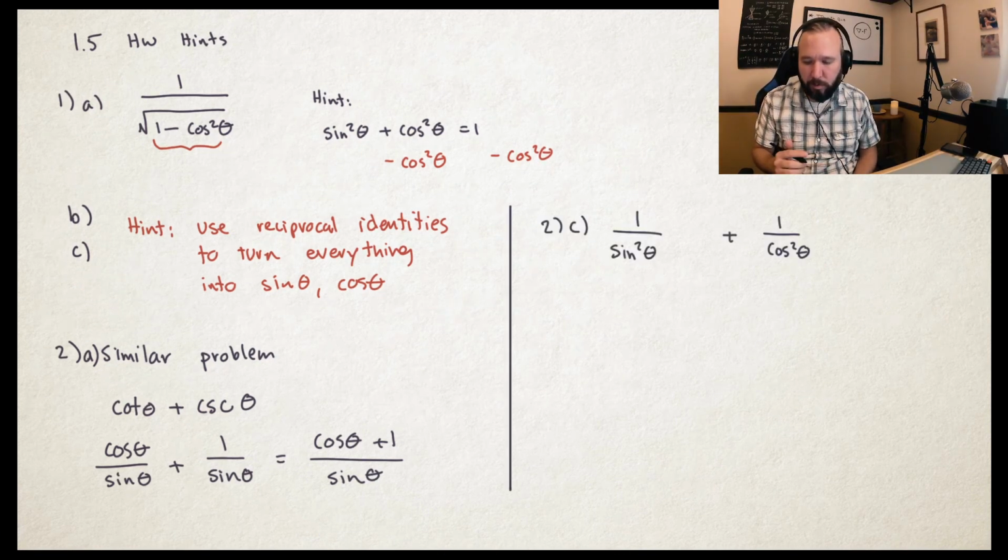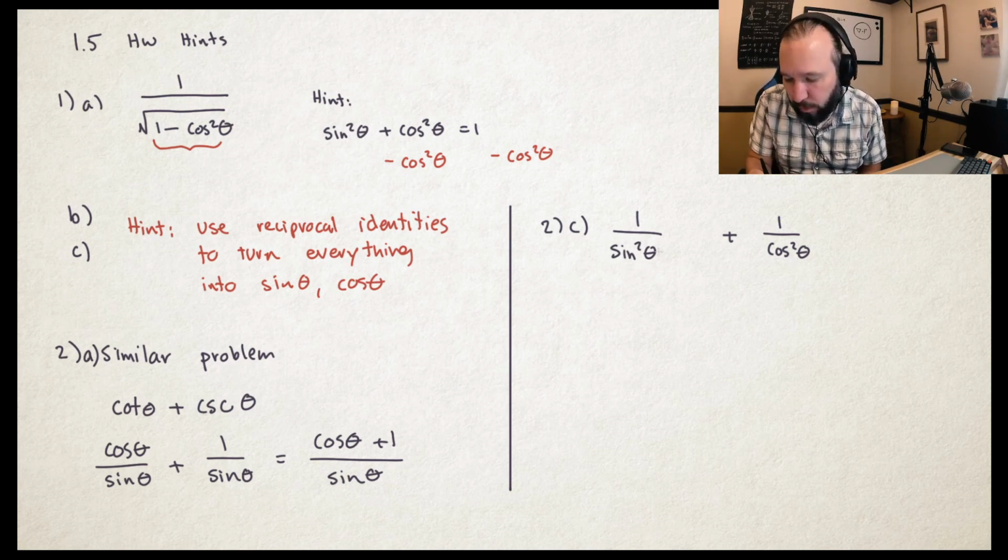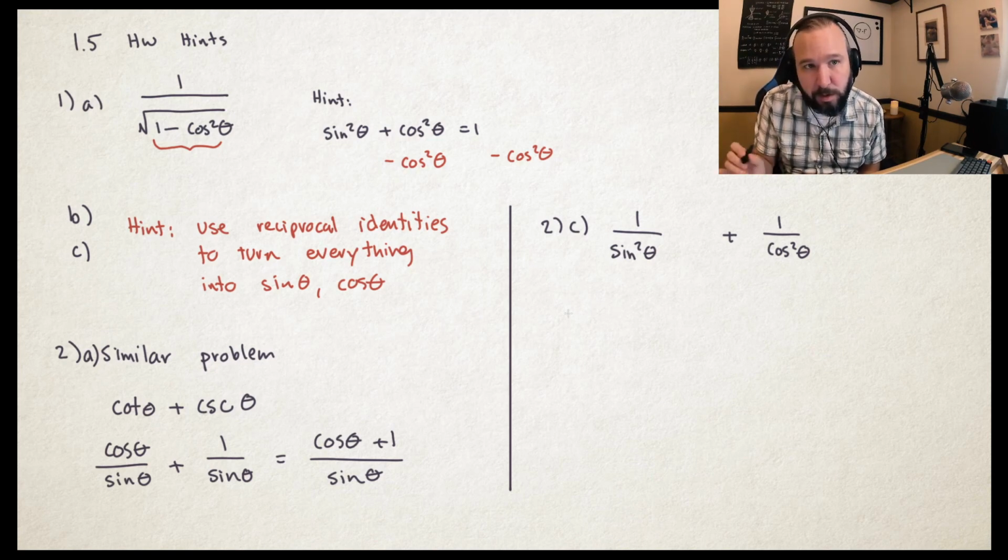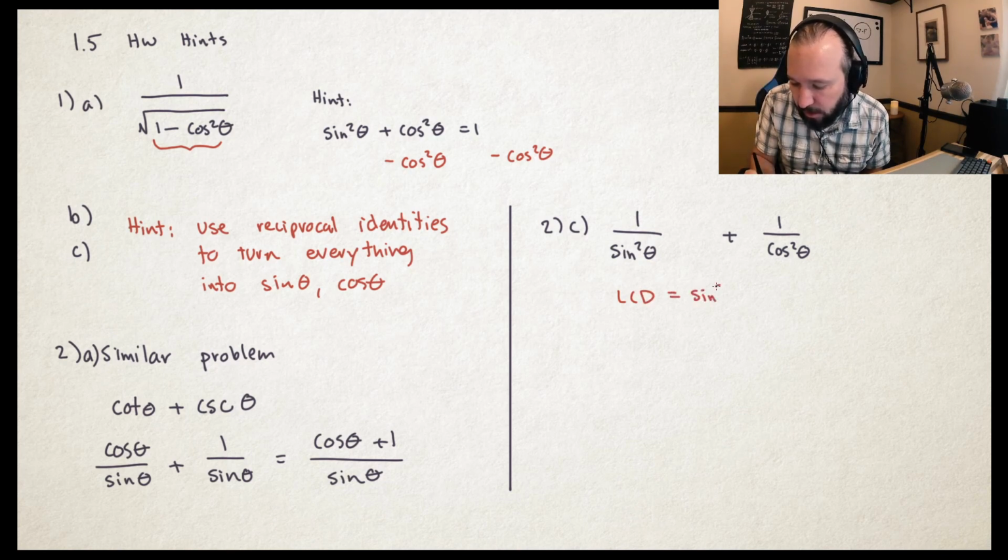Okay, so now I just want to give you a little hint for 2c. We're asked to use least common denominators to simplify this expression. I got 1 over sine squared plus 1 over cosine squared. So sine squared and cosine squared, they don't have any common factors. So the LCD is just sine squared theta times cosine squared theta.